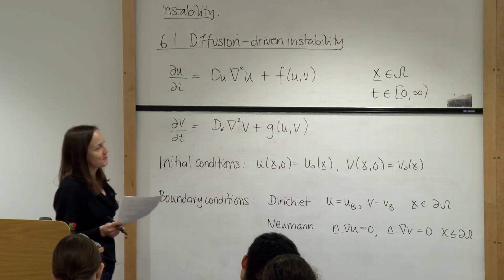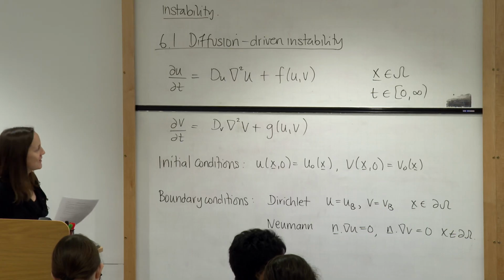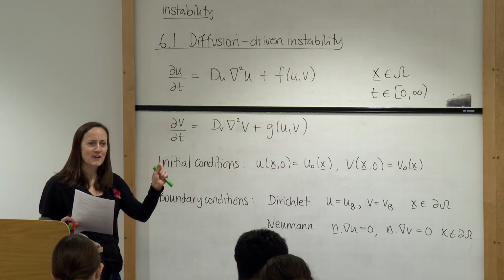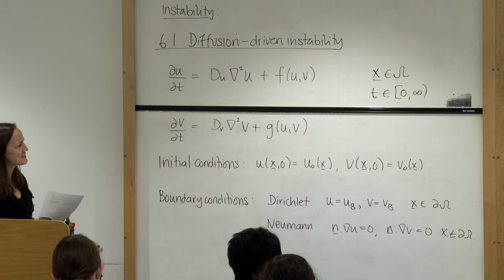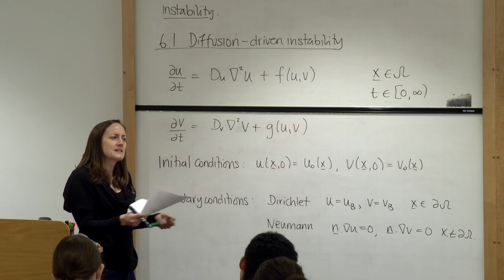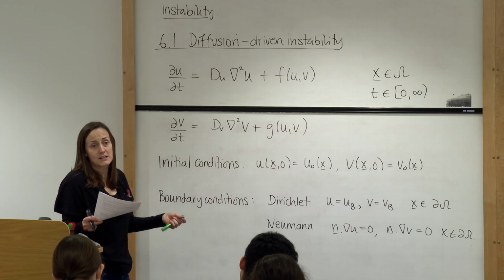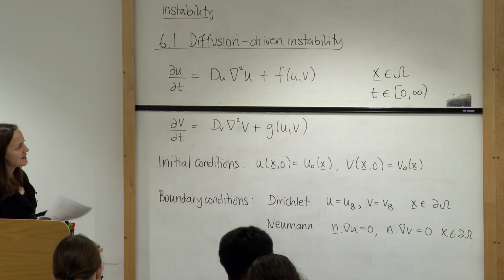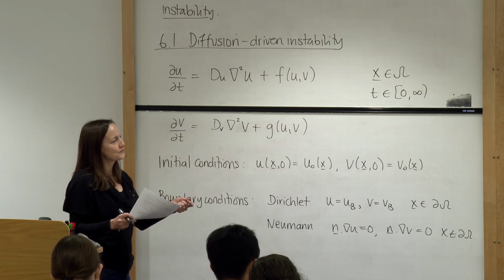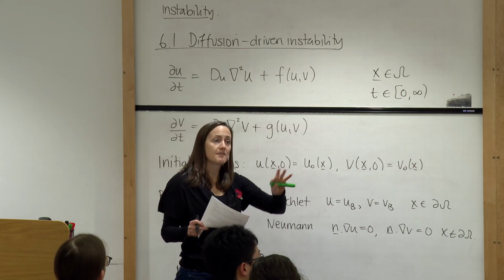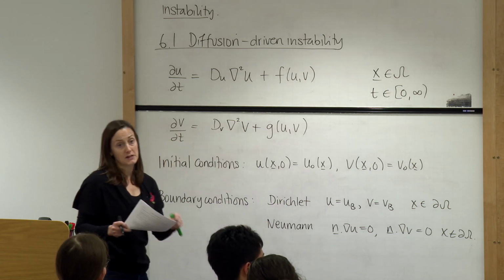Why is this something that maybe is counterintuitive? Probably because we've spent a lot of time, both in first year and in parts of this course, talking about the fact that diffusion is something that tends to even out spatial gradients, right? That's what it does. And so it seems counterintuitive that adding in diffusion drives a steady state to become unstable and effectively enables the generation of a spatial pattern.